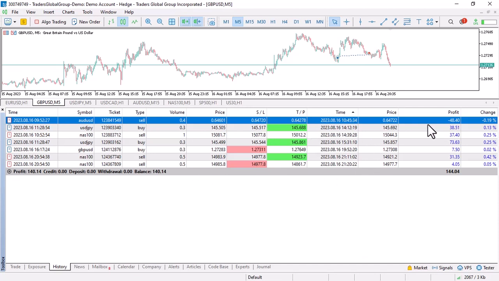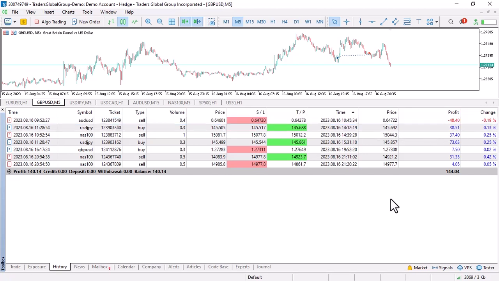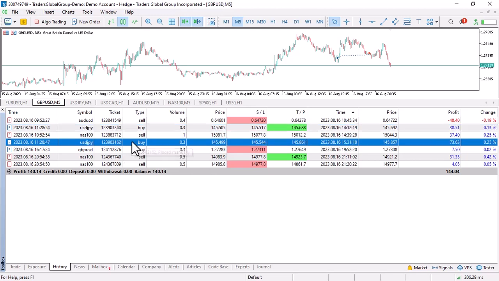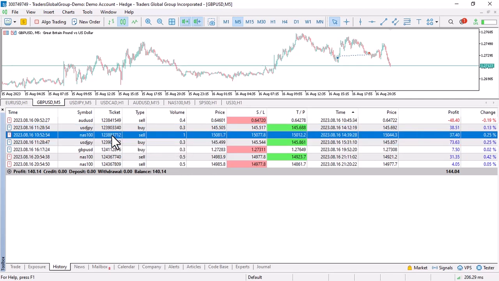The first trade that I took was Aussie USD, which was a losing trade. As you can see, we had that minus $48. And then the second one was the USD JPY, which I took with these two executed at the same time. There we hit TP1, and then here we hit TP2, and then NAS also we hit. I only executed one then, which I closed manually, because it had reversed. It didn't trigger my TP.